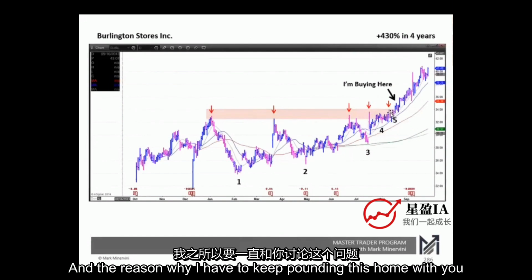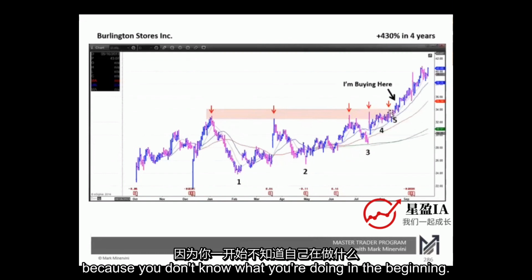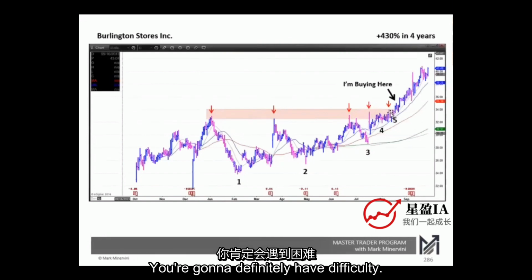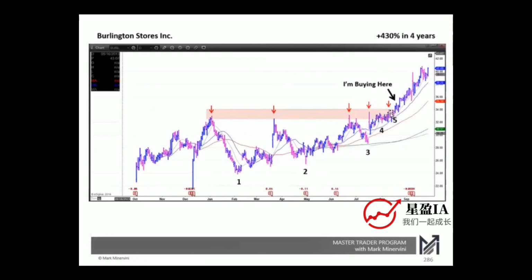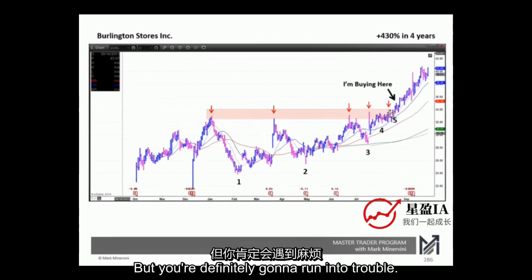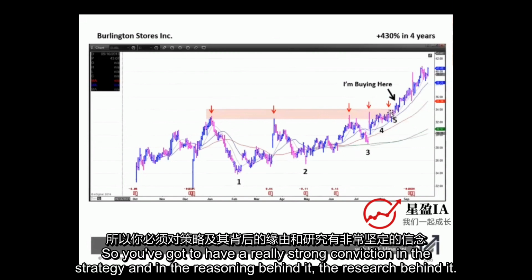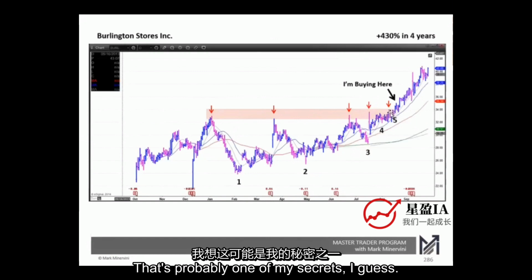The reason I have to keep pounding this home with you is because at some point, you're going to have difficulty, especially in the beginning when you don't know what you're doing. I assure you this is not going to be easy. And if it is, God help you, because then you're going to get sloppy and think it's too easy and probably have some real problems. You're definitely going to run into trouble, and it's going to take a while to get this down. So you've got to have really strong conviction in the strategy and in the reasoning and research behind it. That's probably one of my secrets.